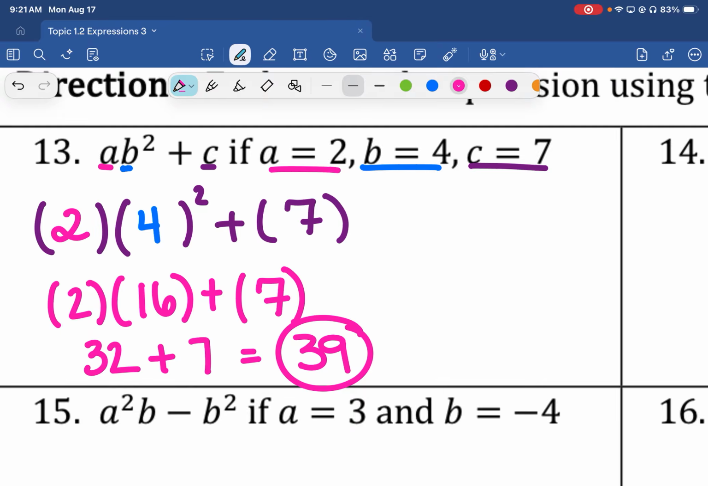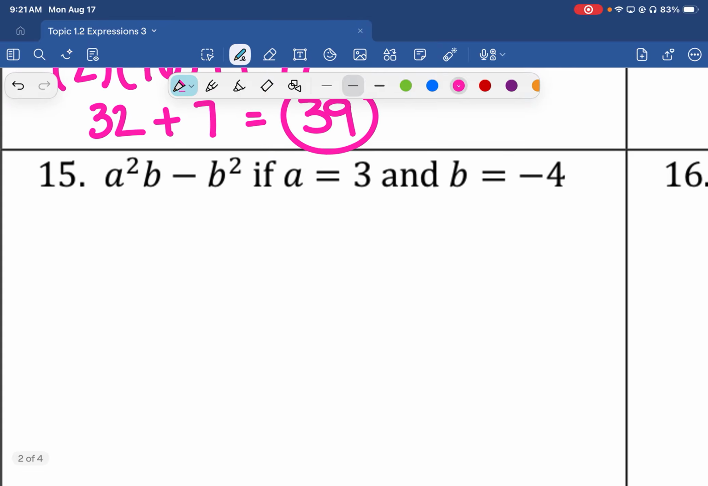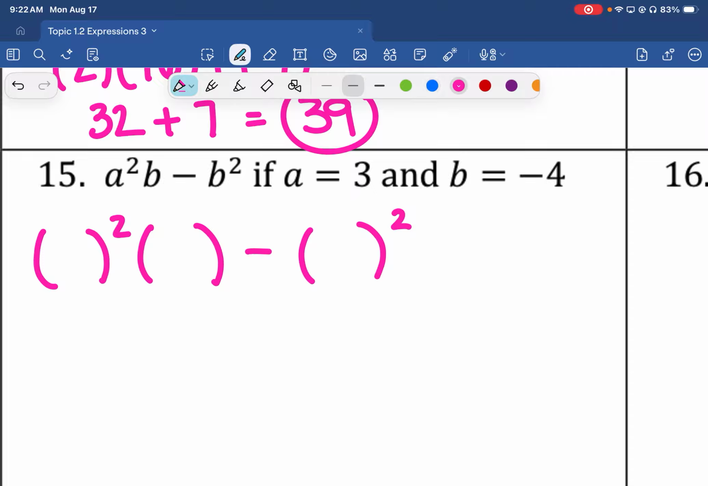All right, now we're going to look at 15. So for question 15, we have A squared times B minus B squared. So what do I need to plug in first? We're going to plug in our A, which is 3. And then what do I need to plug in for those 2 B's? -4.